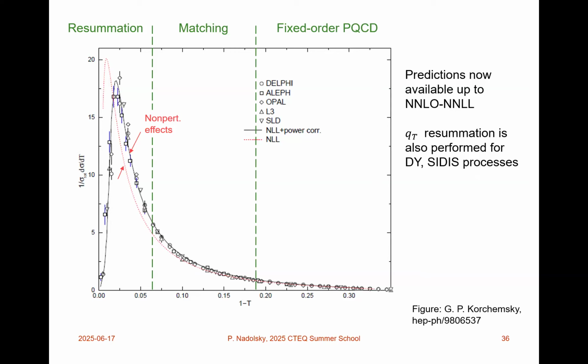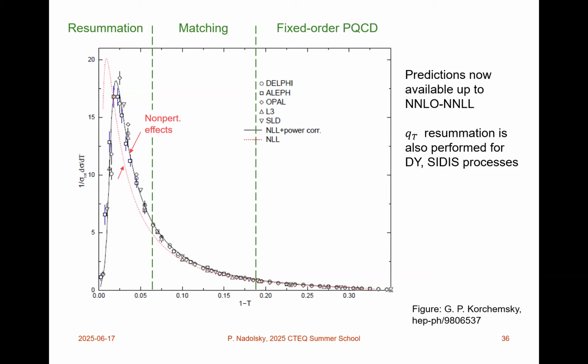And then the fixed order result behaves very well. It also agrees with a variety of measurements very well. Now, if you go to very small 1-T, the fixed order correction, I think in this case, behaves as this red curve. So the red curve blows up. It behaves very badly.